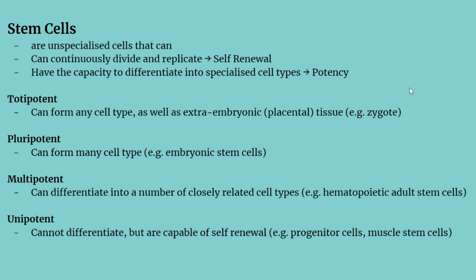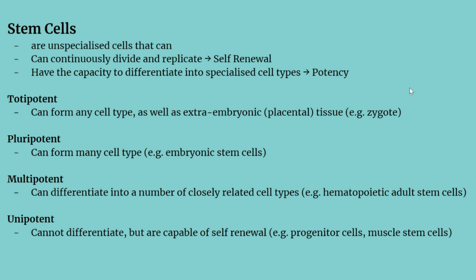Another important part that you need to know in this chapter is application. This is where stem cells come in. Stem cells are unspecialized cells that can continuously divide and replicate. This is known as the property of self renewal, and they have the capacity to differentiate into specialized cell types, which is known as potency. There are basically four types of potency: totipotent, pluripotent, multipotent, and unipotent.